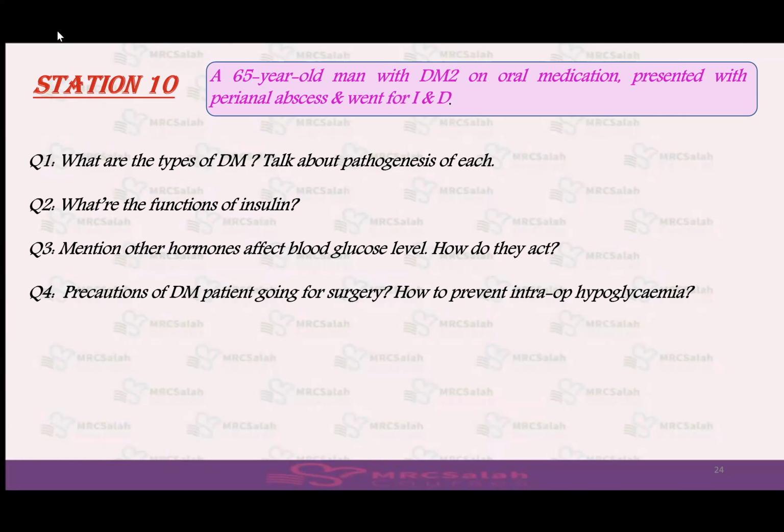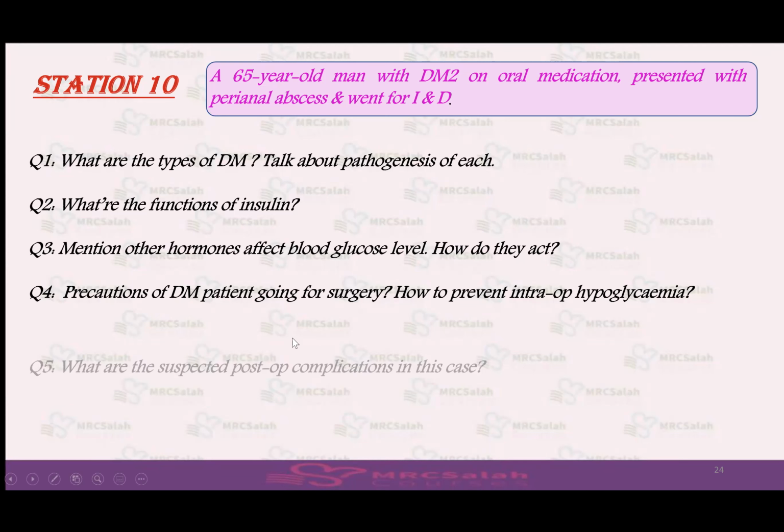Okay, what fluid will you give to this patient? I will give dextrose. Dextrose, normal saline with potassium. Okay. And glucose. Yes. Continue, Suzan.